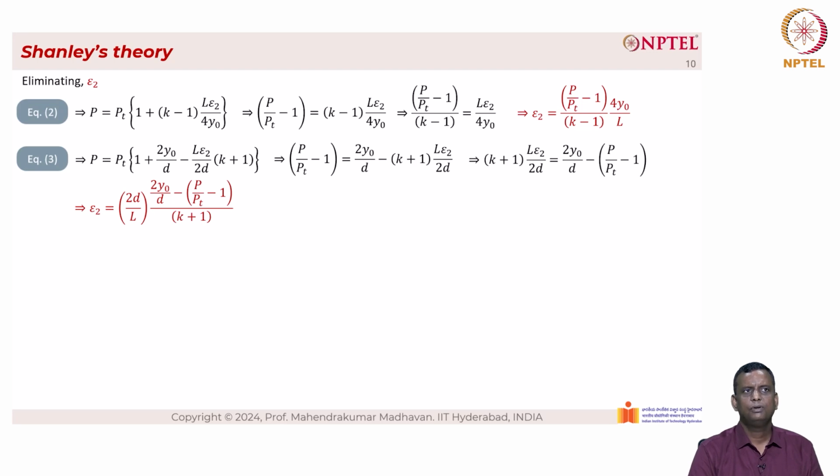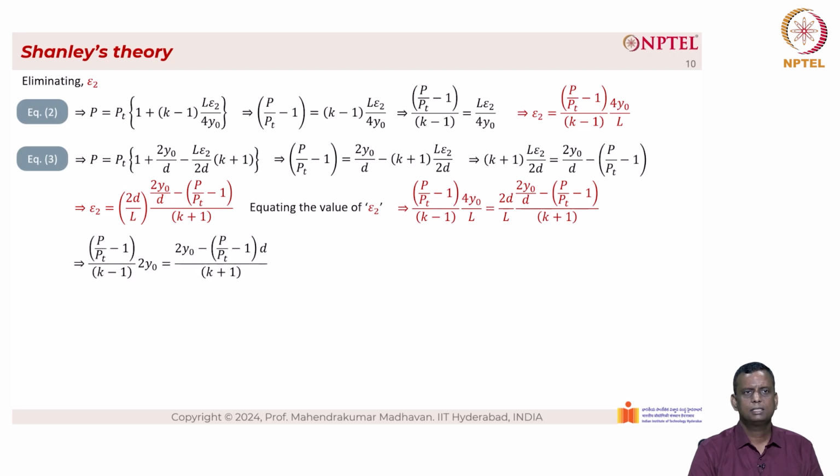Now we have epsilon 2 from equation 2, and we have epsilon 2 from equation 3. So we have to equate both the epsilon 2's. We have (P/P_t − 1)/(k − 1) into 4y_0/L is equal to 2d/L into [2y_0/d − (P/P_t − 1)/(k + 1)].